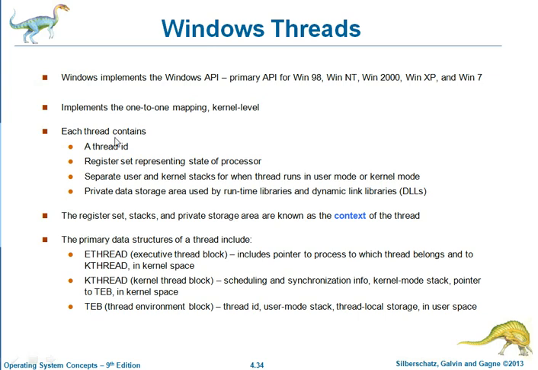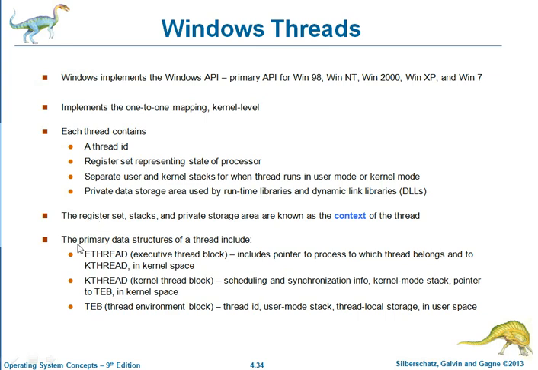The general components of a thread include a thread ID that uniquely identifies the thread, a register set representing the status of the processor, a user stack employed when the thread is running in user mode, and a kernel stack employed when the thread is running in kernel mode. A private storage area is used by various runtime libraries and dynamic link libraries, or DLLs. The register set, stacks, and private storage area are known as the context of the thread.